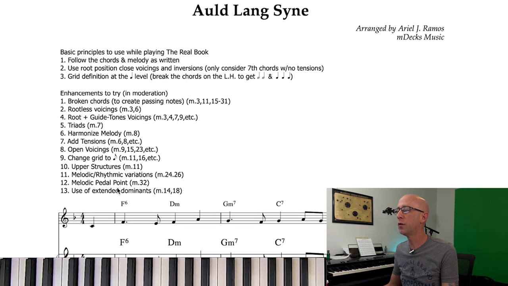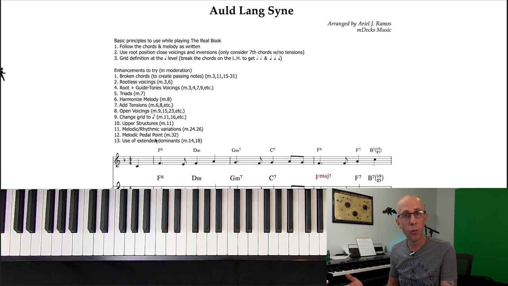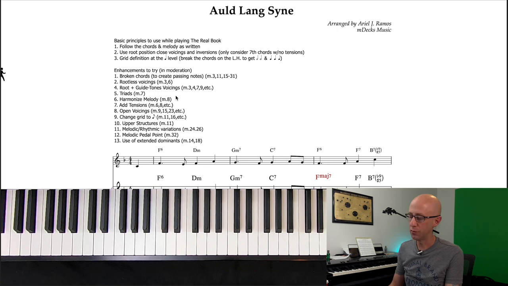So why don't we listen to the first four bars and talk about what pops up in those first four bars as it relates to these enhancements.